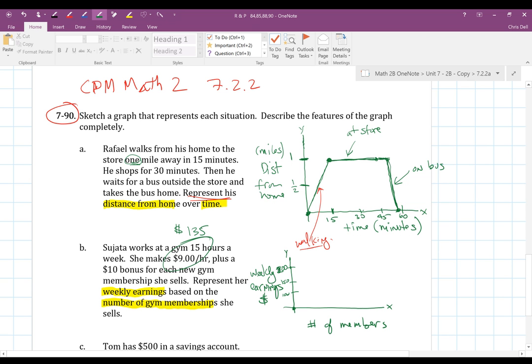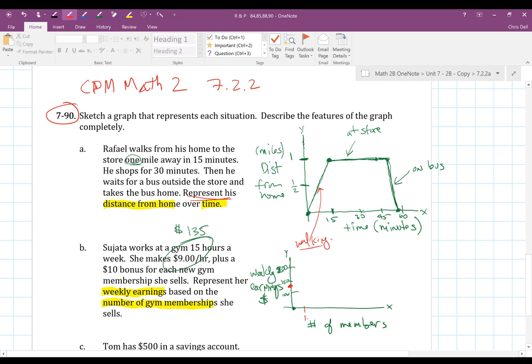So at 0 memberships, let me change my color here. She's going to have $150. Actually, not 150, 145, 135. So let me go below that. $135. So we'll put it here to represent 135, right?